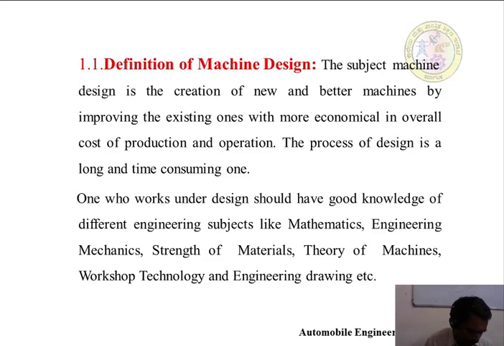Next, machine design elements. There are many elements. It may be a screw, a nut, a bolt, a bracket, a chain, a rope, a gear wheel, joints, or a riveted joint. There are so many things available among our machinery elements.